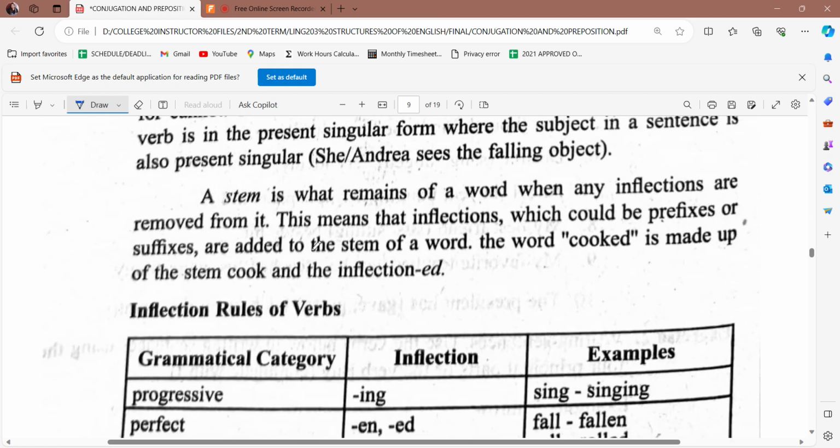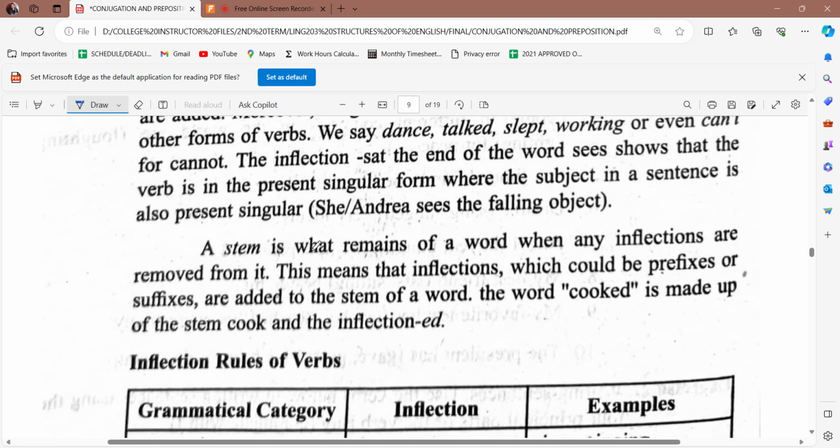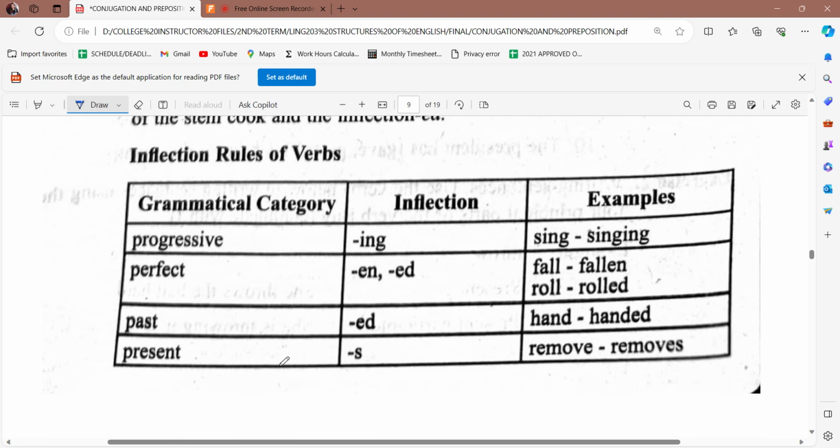A stem is what remains of a word when any inflections are removed from it. So take note that the base word is also called a stem because it is what remains of a word when any inflections are removed from it. If the word has no inflection, it is a stem. This means that inflections, which could be prefixes or suffixes, are added to the stem of a word. The word cooked is made up of the stem cook and the inflection -ed.